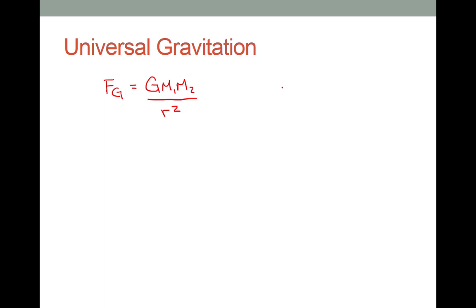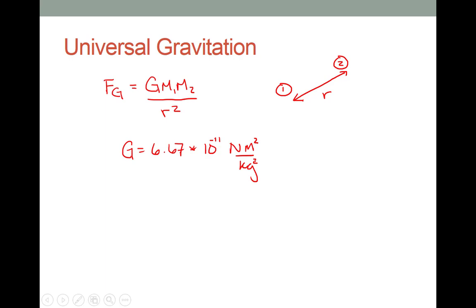So if I draw a picture, I have one object, I have a second object, and I have them separated by a distance. If this were the Earth and that the moon, this r would be the radius of the moon's orbit, for example. G is a constant, and it has a value of 6.67 times 10 to the negative 11 Newton meters squared per kilogram squared.